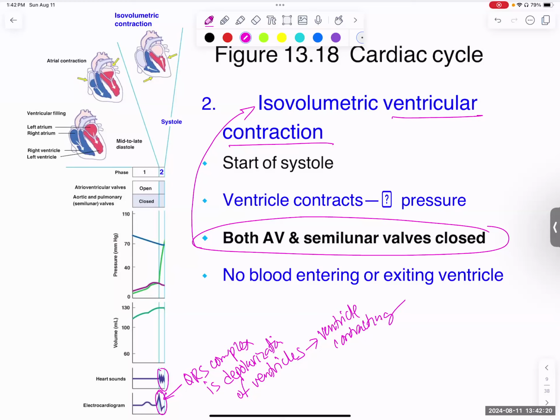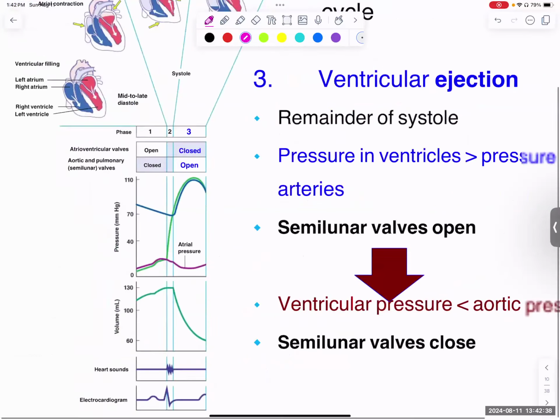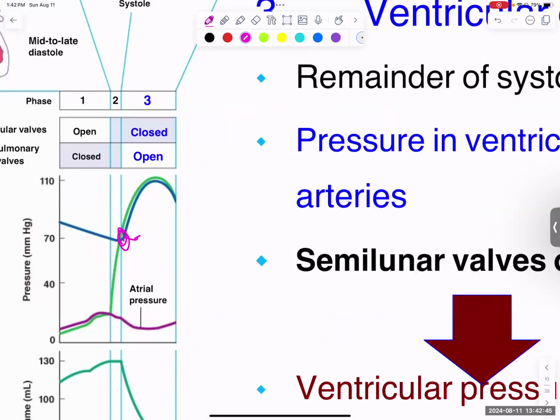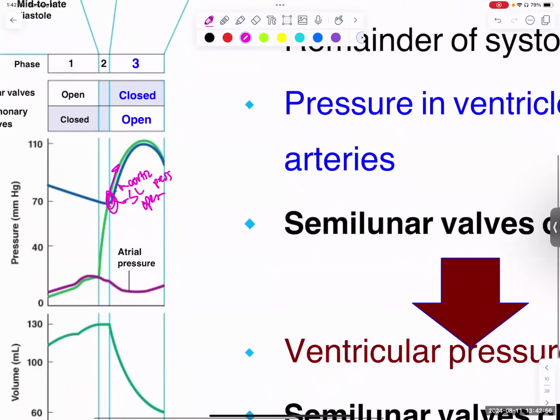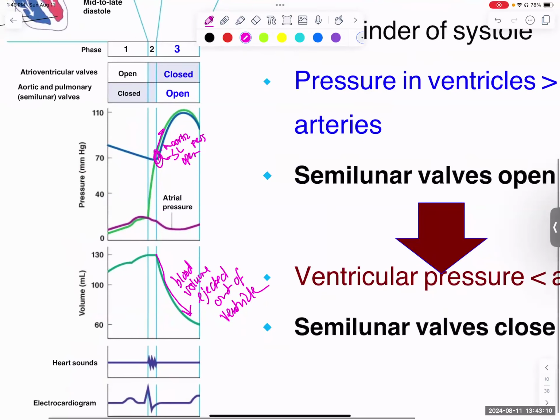So we see AV valves close. We can hear that on a stethoscope. We see ventricular pressure rising. Ventricles are contracting after depolarization. Once the semilunar valves open, because ventricular pressure exceeds aortic pressure, all the valves are opening and blood's being ejected out of the ventricle. We can see that in the volume.